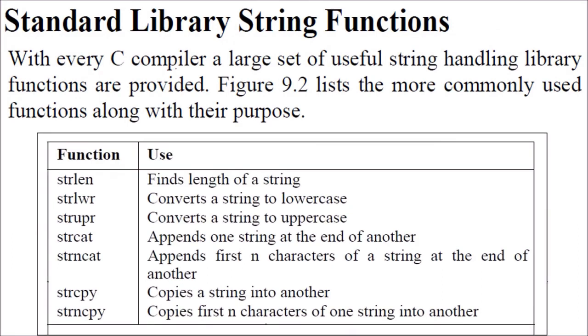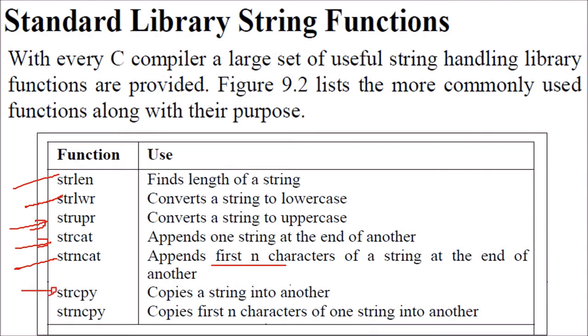Standard library string functions. We have various functions which are provided by the standard library. strlen to find the length, strlwr to convert a string to lowercase. To uppercase you use strupr. strcat is for concatenation, adding of those two strings. Wherever this n is there, you just understand that we are doing it with the first n characters of the string. So strncat is appending the first n characters of a string at the end of another.